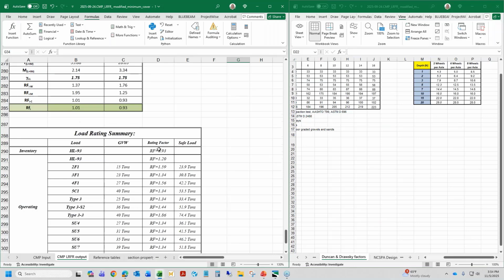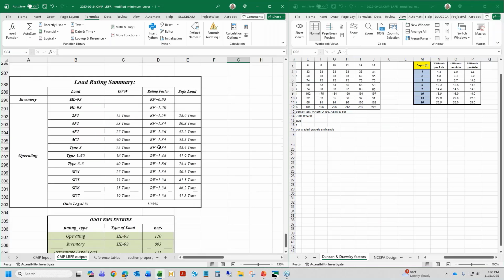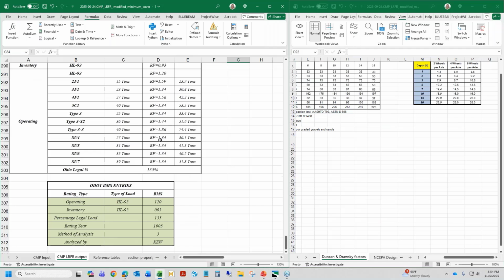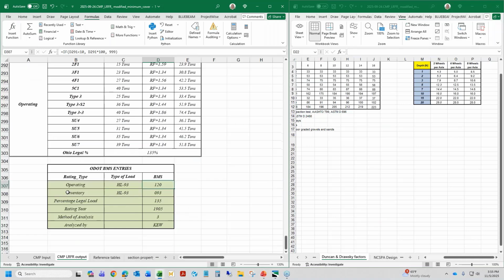And we then have an overall summary, and this is what we end up with. I think there is something wrong with this equation because it shouldn't be 120. Oh no, yeah, it should be 120. I have to check that and see. But regardless, it gives you an overall BMS entry value at the end of the equations. And that is overall how the spreadsheet works.